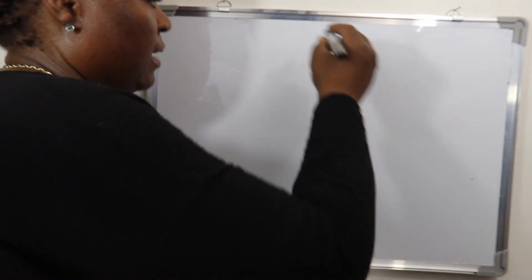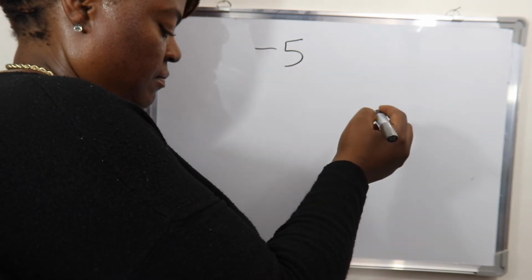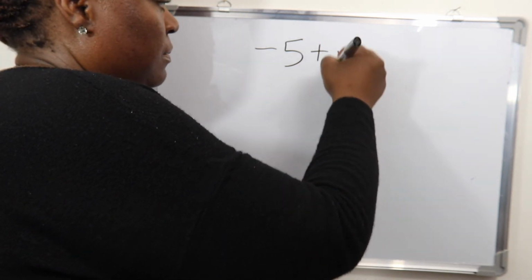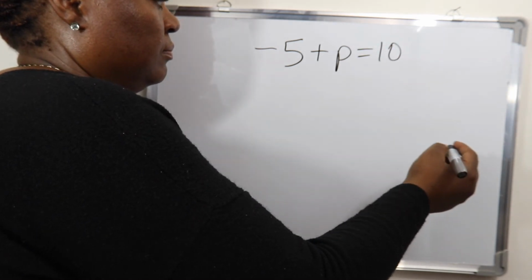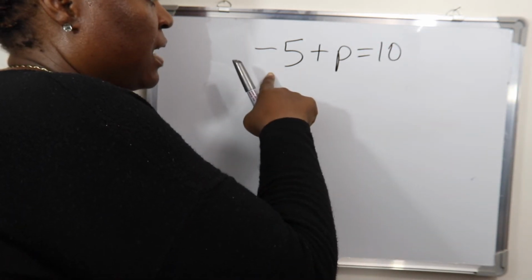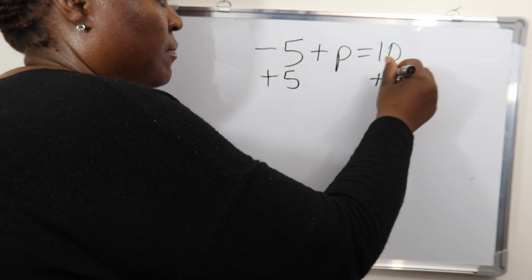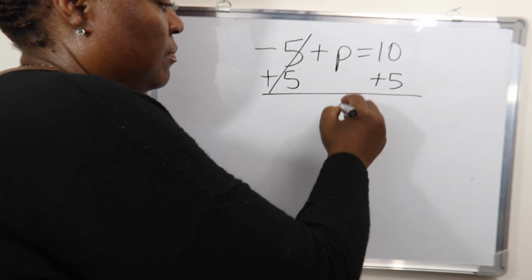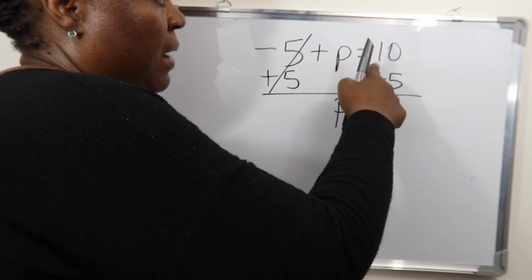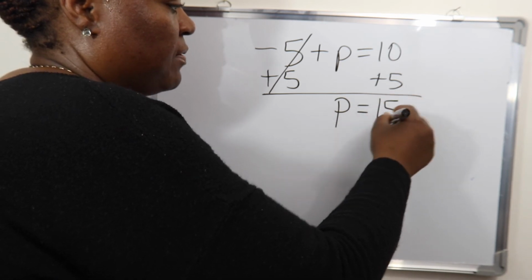Let's look at it this way. Negative 5 plus p equals 10. Opposite of negative 5, that becomes 0. Positive 10, positive 5, that becomes 15.